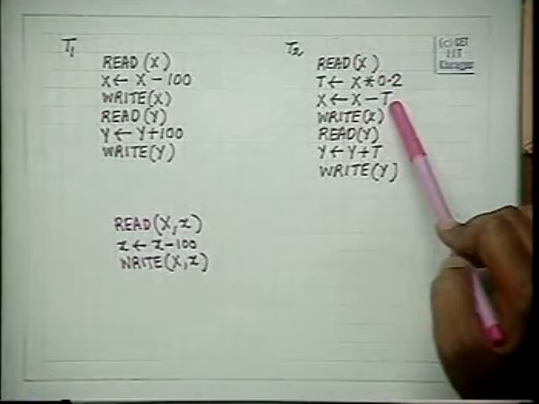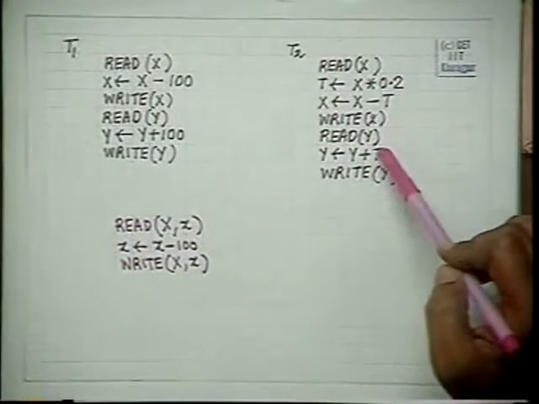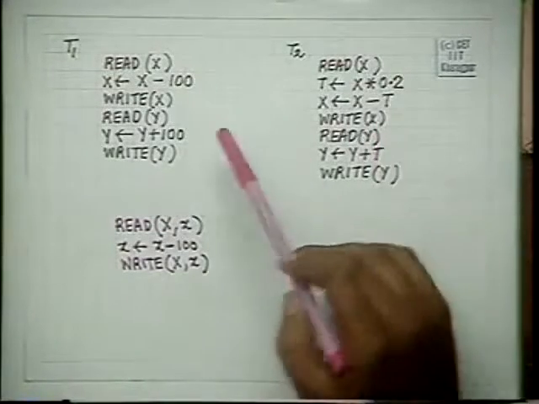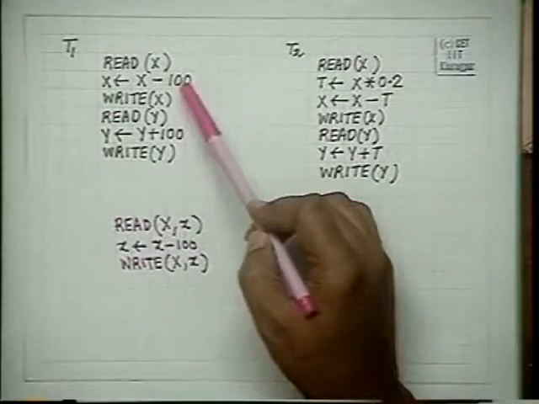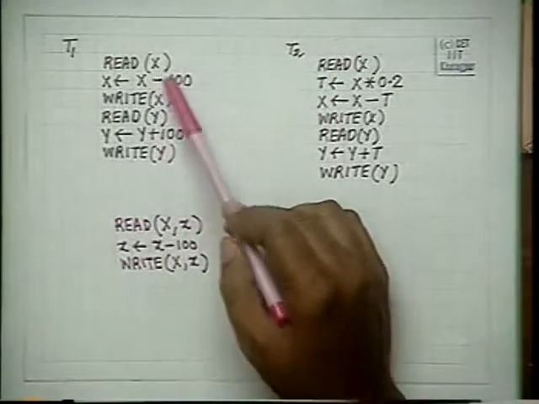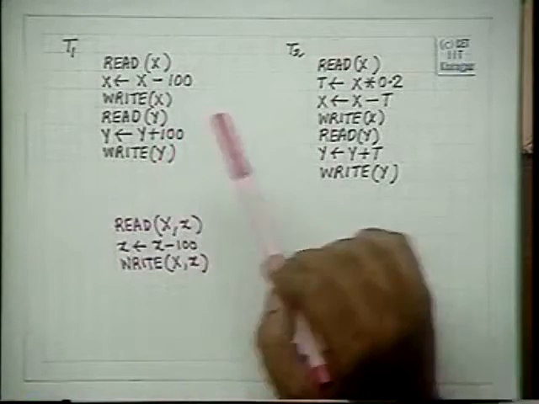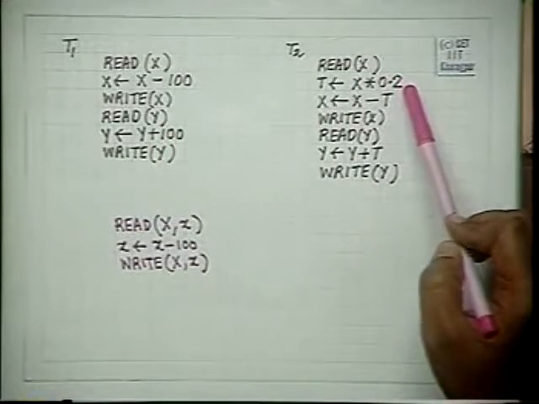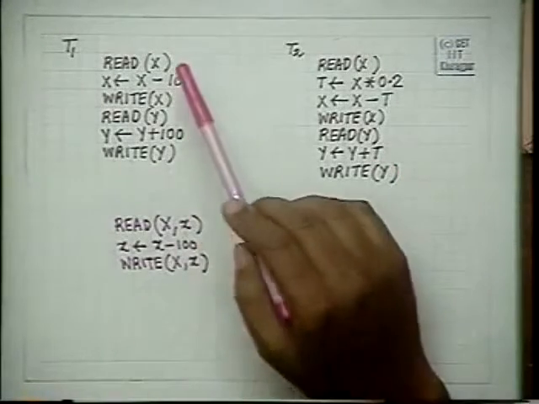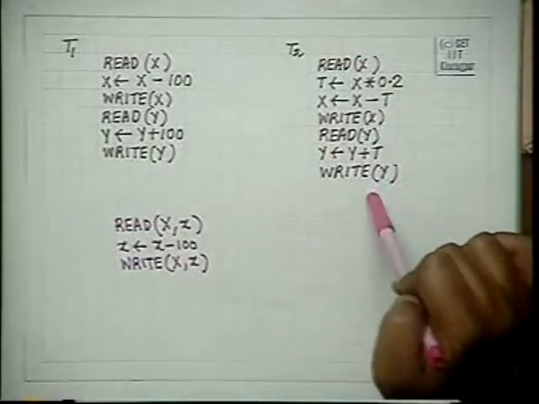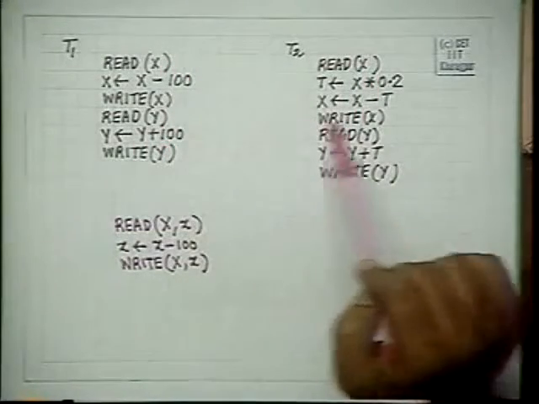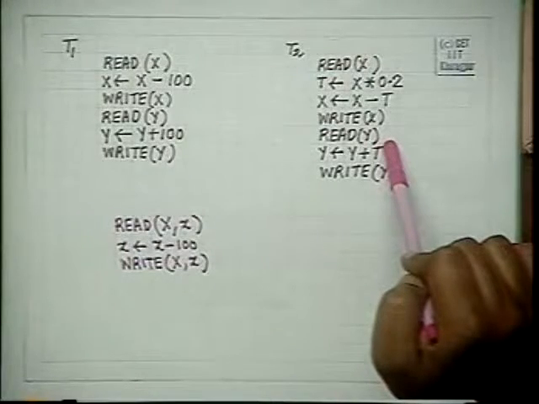This one deducts 20% from a particular variable and adds that amount to another variable. So in terms of a bank transaction, this deducts 100 rupees and adds 100 rupees, that is, it does a transfer of 100 rupees from x to y, and this does a transfer of 20% of x to y. Now these are two transactions and they share two variables, x and y.